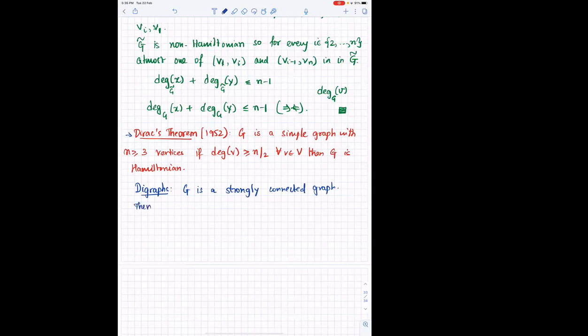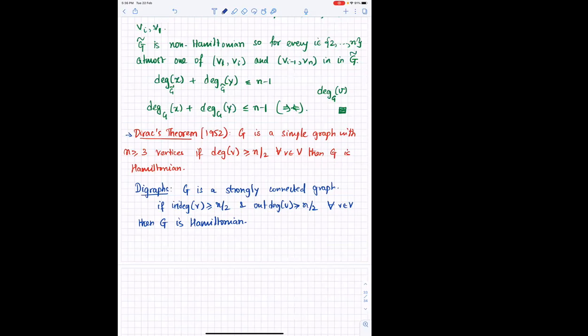Then if the in-degree... because we have directed graphs, there is in-degree and out-degree. Okay, so this is a statement for directed graphs.